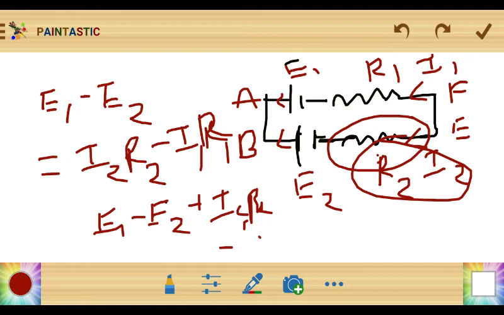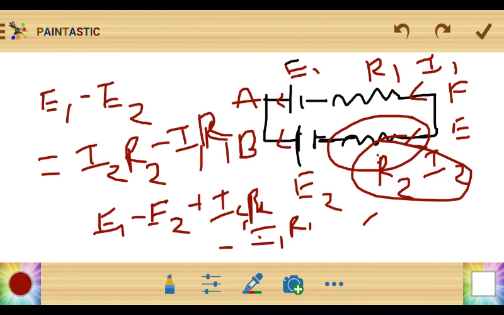Minus I1 R1. As we know, V is equal to IR, so that is the same rule. So this is all we measure, because I into R is also a potential. If you have doubt, you can ask me for more clarification, because it should be very clear.